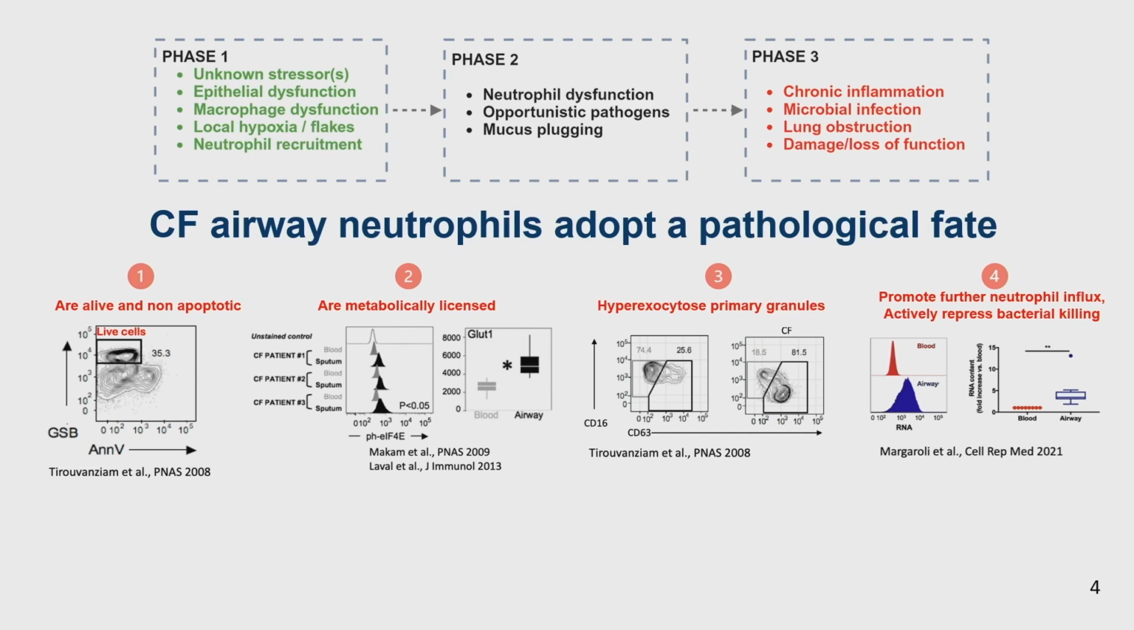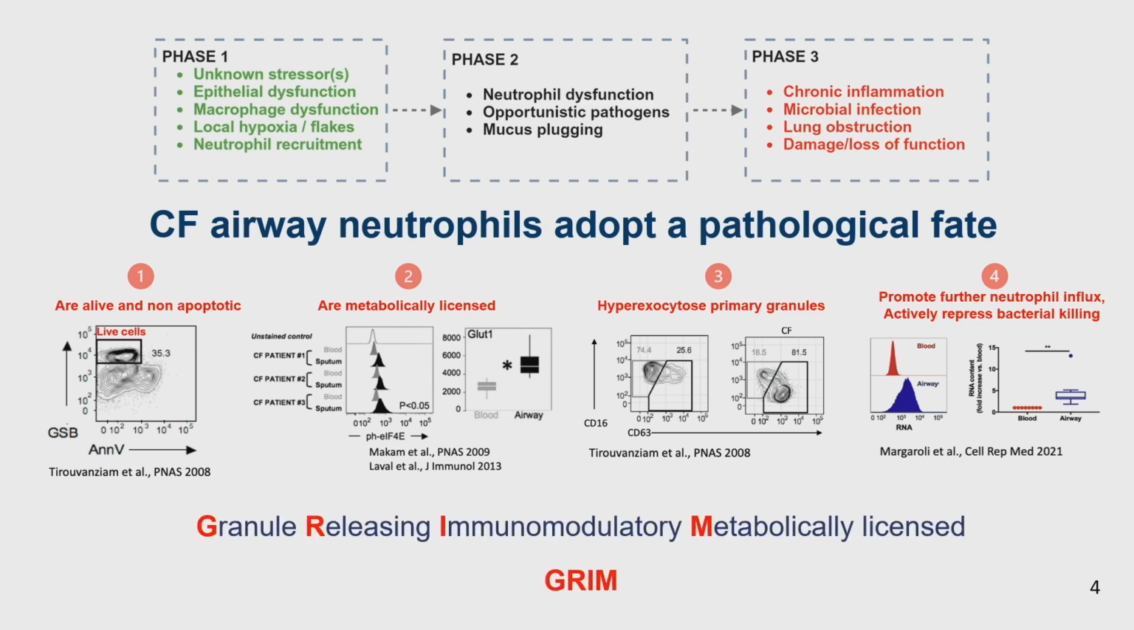Something that our lab has been studying for the last 15 years or so is that neutrophils in CF adopt a very specific pathological fate. They are not only alive and non-apoptotic, they are also metabolically licensed. They hyperexocytose primary granules and also promote the influx of neutrophils into the airways. And these neutrophils are actively repressing bacterial killing by de novo synthesis. To this, we have coined the term GRIM, which stands for granule-releasing immunomodulatory and metabolically licensed neutrophil. So for the rest of the talk, if I mention GRIMs, that means I'm talking about CF neutrophils.